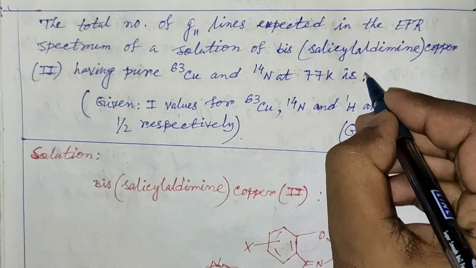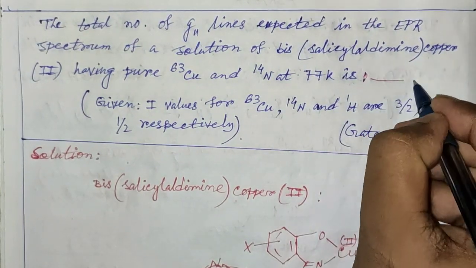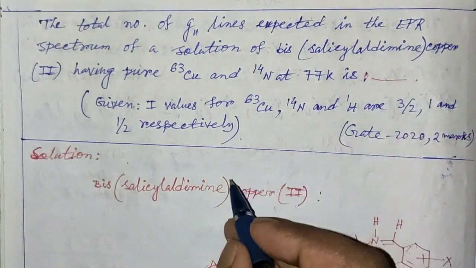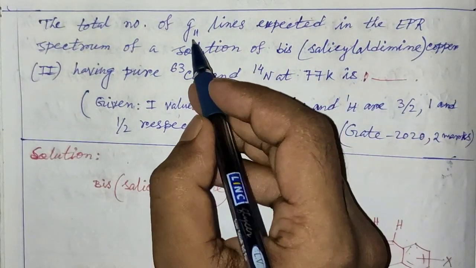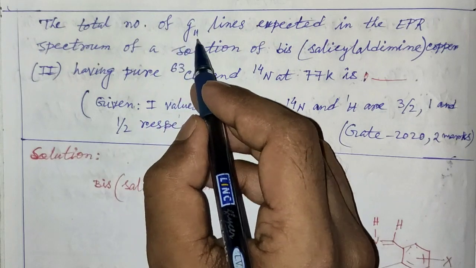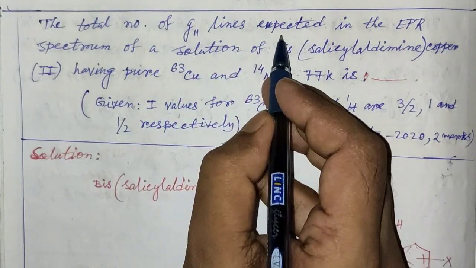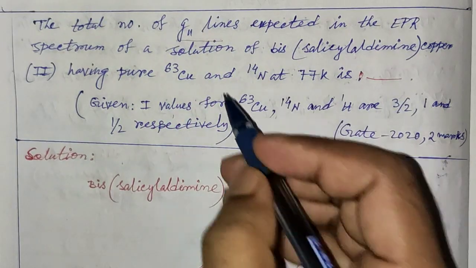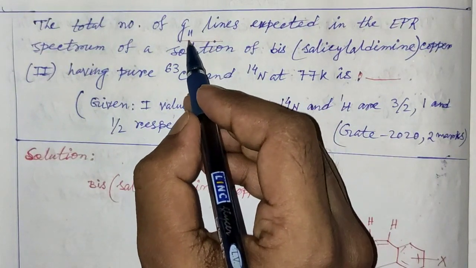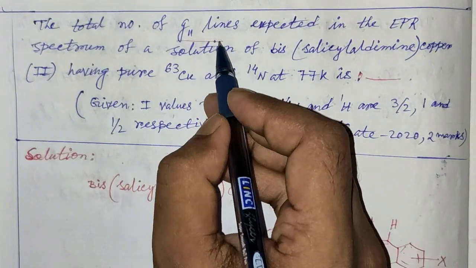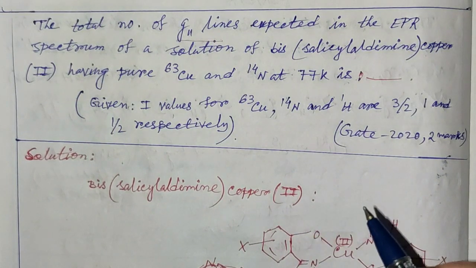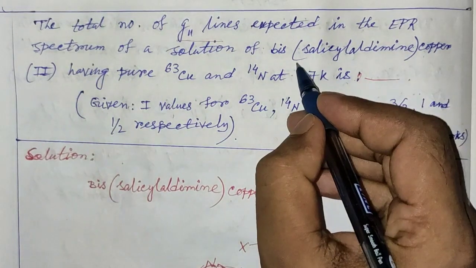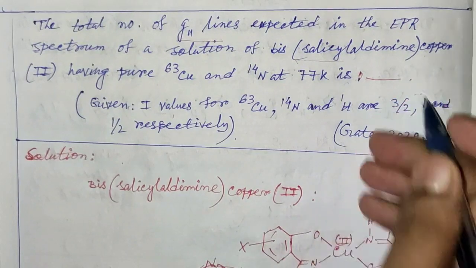It is a numerical answer type question, so there is no option given here. Now from the question, it is given that we have to calculate the number of g parallel lines. Don't get confused with this term g parallel lines. We have to calculate, as usual, the number of lines for this copper complex.